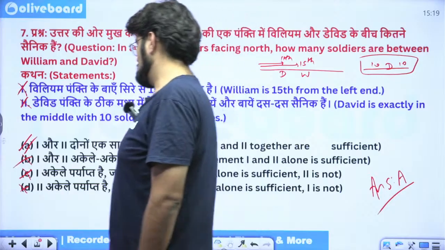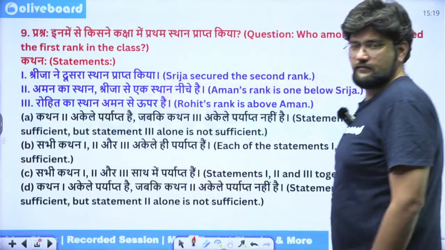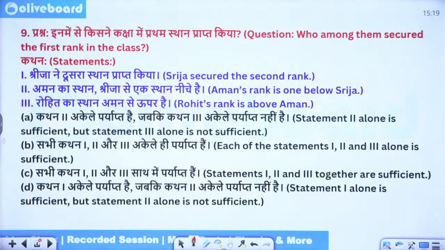Next. So refrain from solving the whole thing. You don't actually have to do that. Who among them secured the first rank in the class? Okay, this is the question. Read the options first. Statement 2 alone is sufficient, but 3 alone is not sufficient. Second one says each of them, 1, 2, 3 alone, is sufficient. Third one says all together are sufficient. And D says 1 alone is sufficient, but 2 alone is not sufficient.